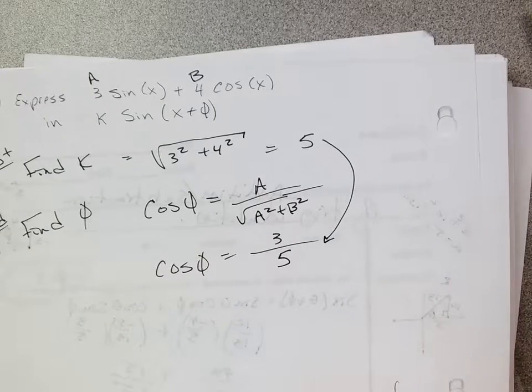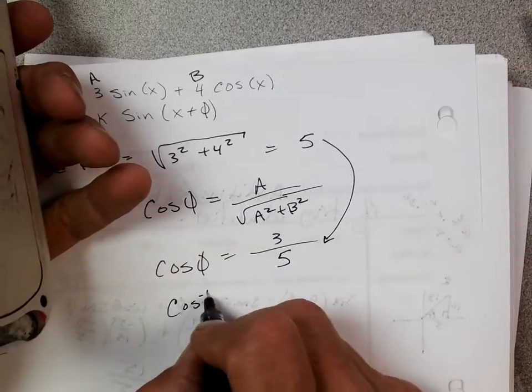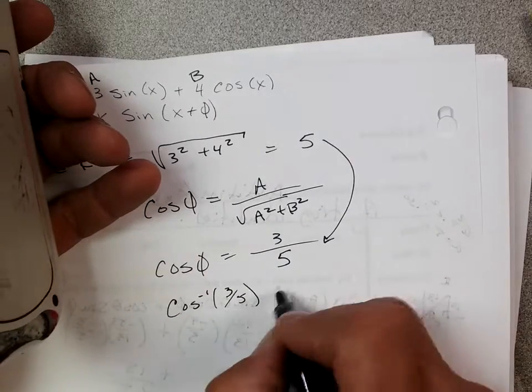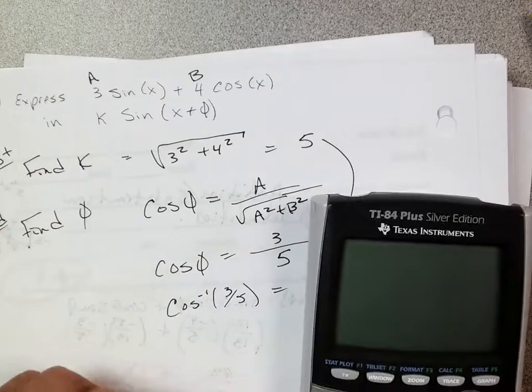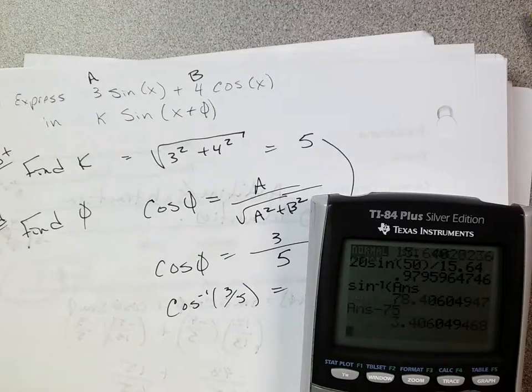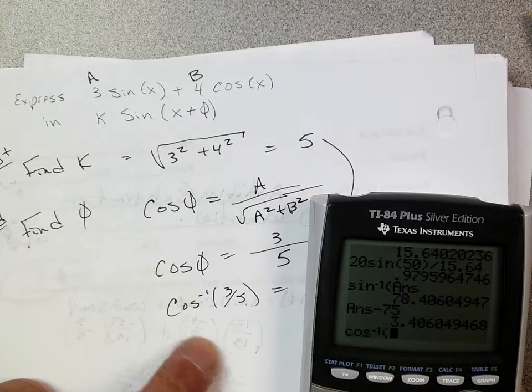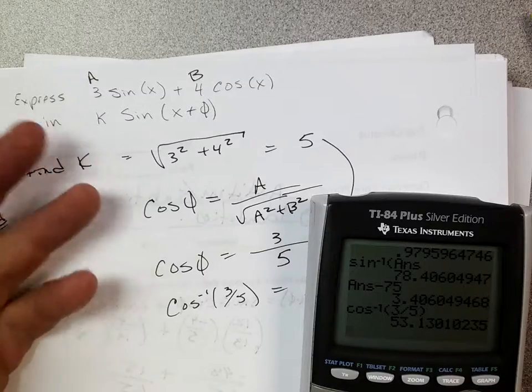Okay, but I still don't know phi. But remember, when I need to find the angle, which button do I push? Inverse. So let's just do my cosine inverse of 3 over 5, and that's going to give me what phi is. Hopefully I'm in degree mode. Okay, I'm in degree mode. Good. So I'm just going to go cos inverse of 3 divided by 5, and I get an answer of about 53.13 degrees.